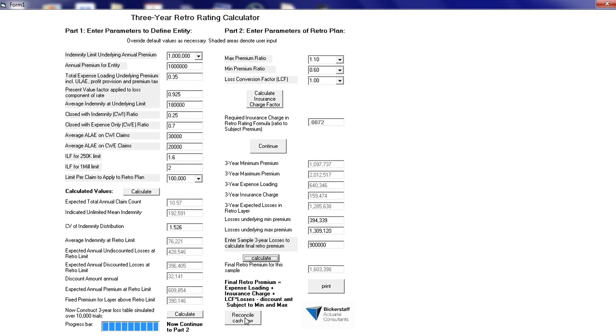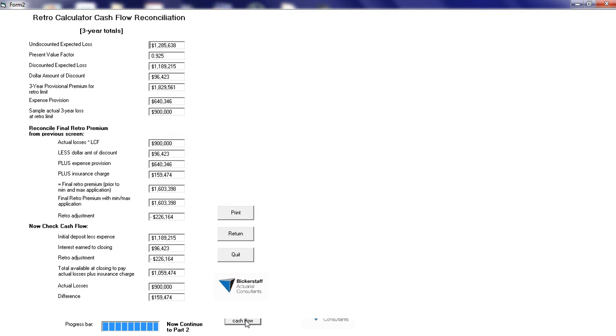Now, to really bring home how this insurance charge and the discount amount work, I'm going to flip over here to the second screen. So we're going to do some reconciliation here.